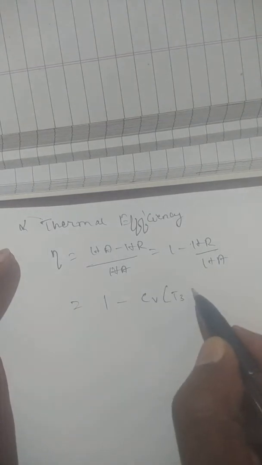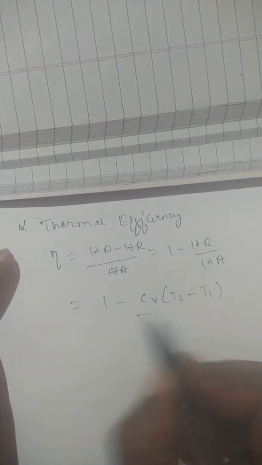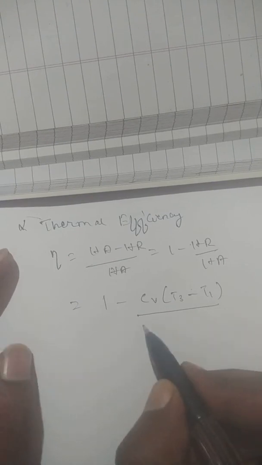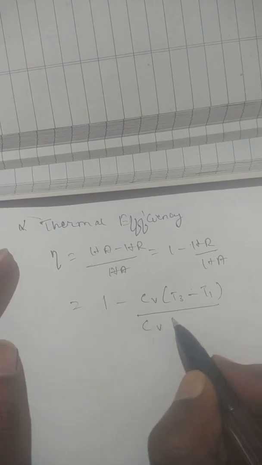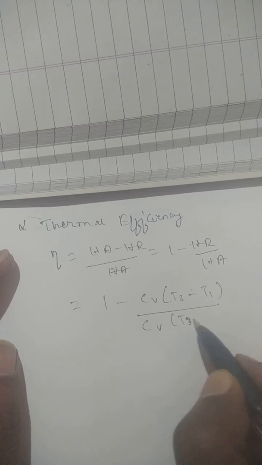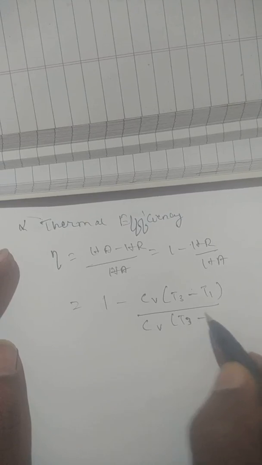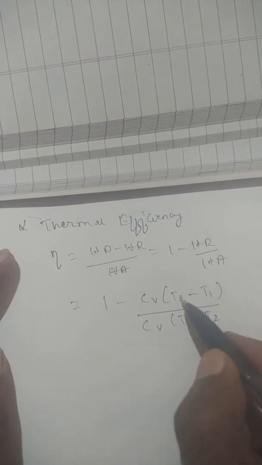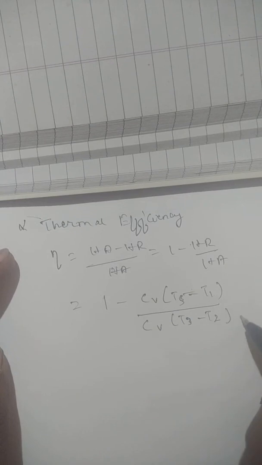That is heat rejection is CV into T5 minus T1. You can refer to the previous, and the heat addition is CV into T3 minus T2 plus Cp into T4 minus T3. So you can put this as equation number 1 for your understanding.